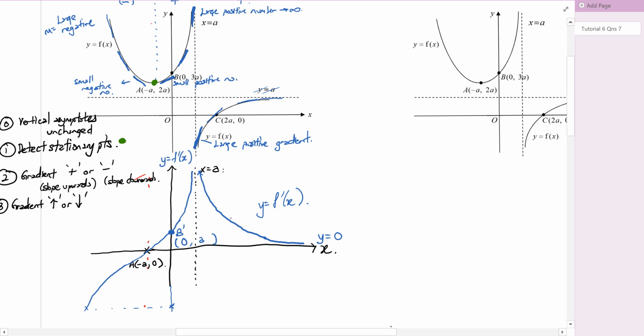But not forgetting, you have the gradient at C. Take note, C, x value a, gradient is a. Make sure you draw your C on the same level as B because their y coordinates are the same. Okay, and we are done here. So of course, erase all these crosses and all that.